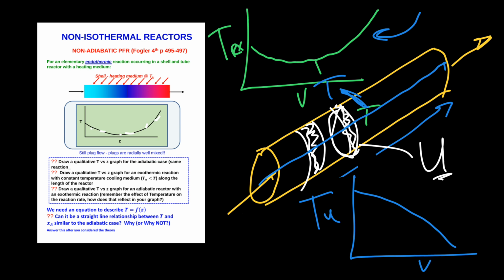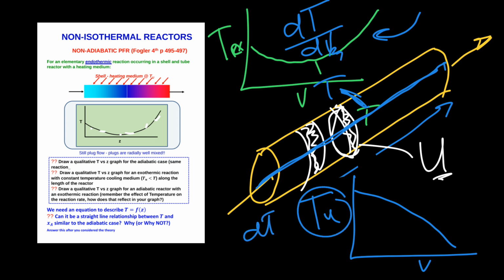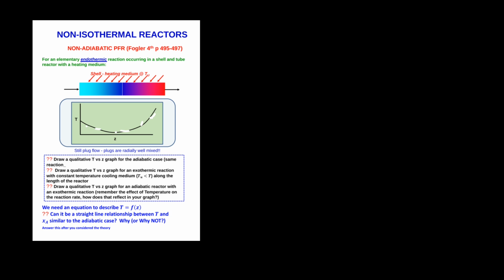So what we do need is a differential equation that describes the change in temperature of my reacting fluid as it moves along the independent variable in my reactor. And we also need an equation that describes the rate of change of my utility as it moves from the inlet, from the perspective of my reactants, of course, along the length of my reactor.